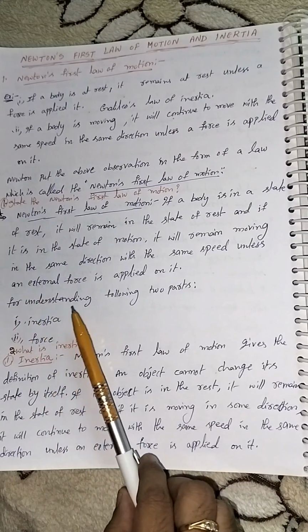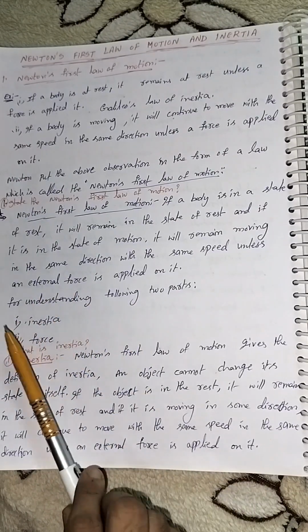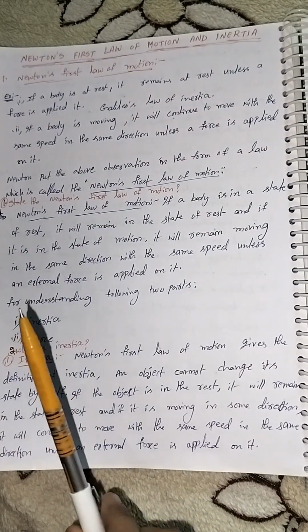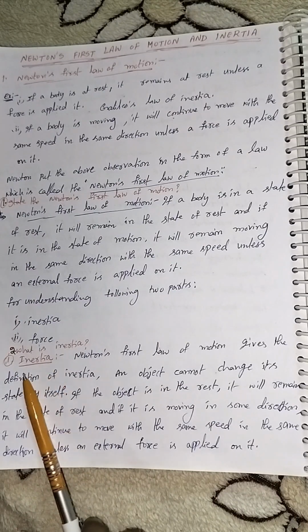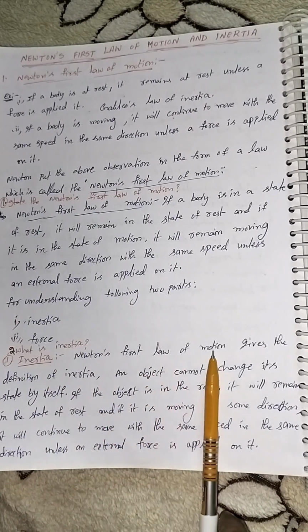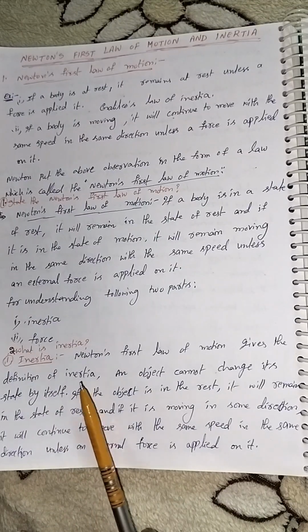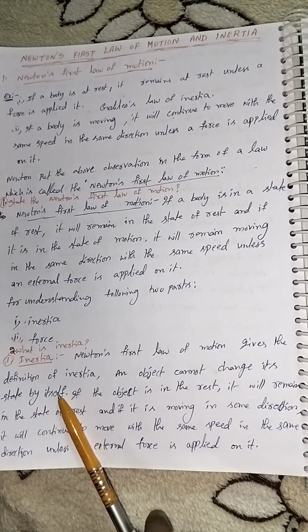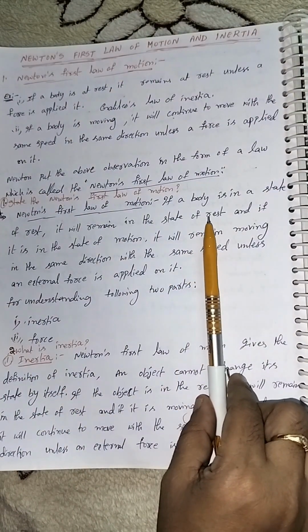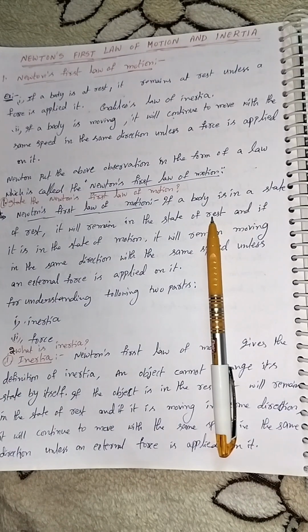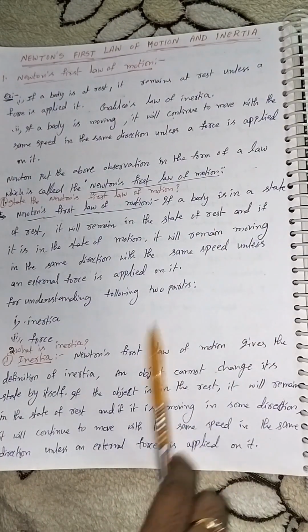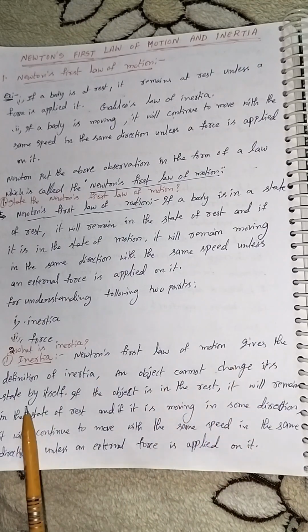For understanding this, we discuss two things. First one, inertia. Second one, force. So what is inertia? Newton's first law of motion gives the definition of inertia. An object cannot change its state by itself. I keep this pen on the book. It does not change its state by itself. If I use force, then it will change its position. So an object cannot change its state by itself.